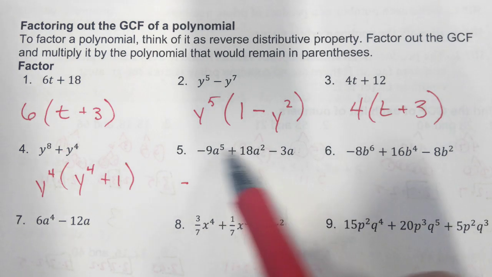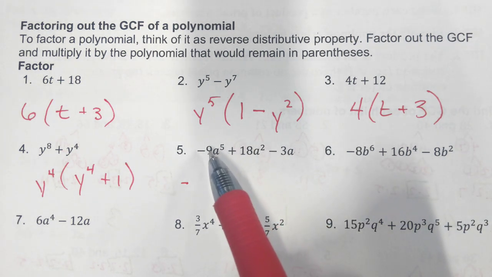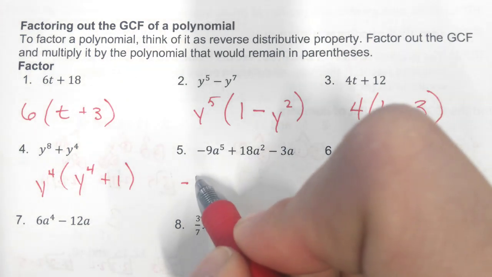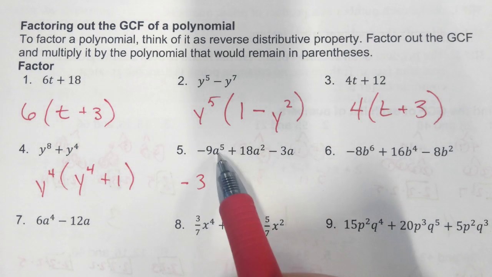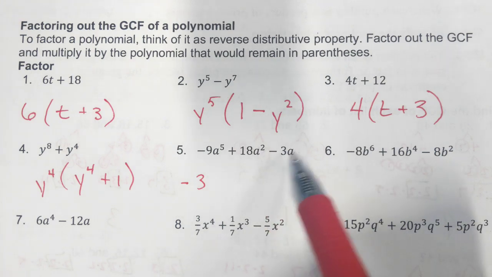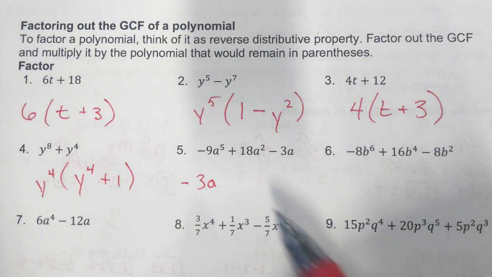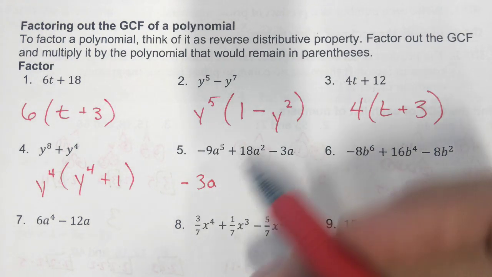And then we're going to go through our process. What's the biggest number that will divide 9, 18, and 3? And of course, 3 is the biggest. And then with your letters, the smallest exponent is that a on the end. So we're going to take and divide each term by negative 3a.